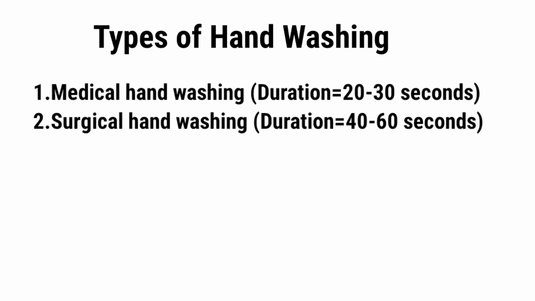Now, let us see the types of hand washing. So there are two types of hand washing. Medical hand washing, the duration is 20 seconds to 30 seconds. And surgical hand washing, duration is 40 seconds to 60 seconds.